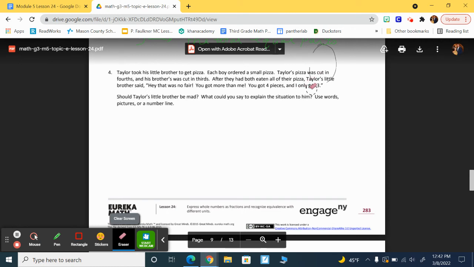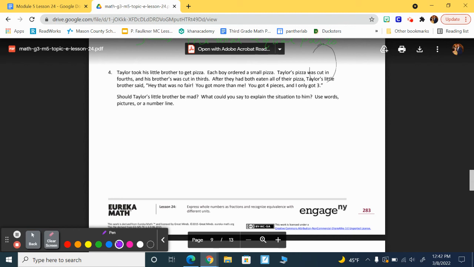After they had both eaten all of their pizza, Taylor's little brother said that was not fair, that he got more than me. You got 4 pieces and I only got 3 pieces. Should Taylor's little brother be mad? What could we say to explain the situation to him? Use words, pictures, or a number line.